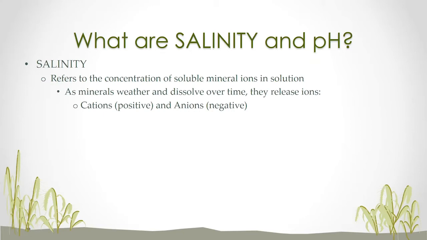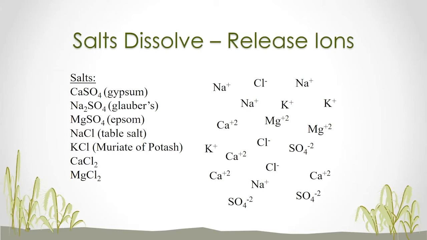As minerals in our parent materials, the rock and the sand and the silt and so forth begin to weather and break down over time, they release their constituent ions into the soil solution, positively charged or cations and negatively charged species or anions. And so what we end up getting is something that looks a little bit like this. We have a number of different common salts that are in our parent materials. We have gypsum, which is one that everybody is pretty familiar with. It's calcium sulfate. We have others as well, as you see listed there.